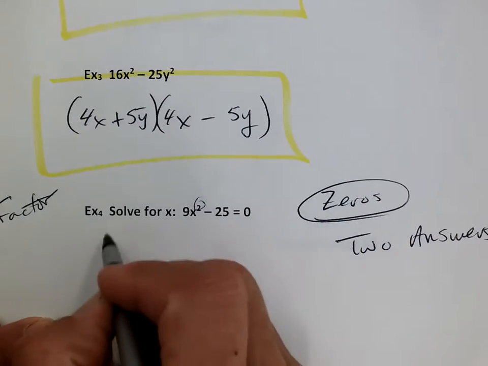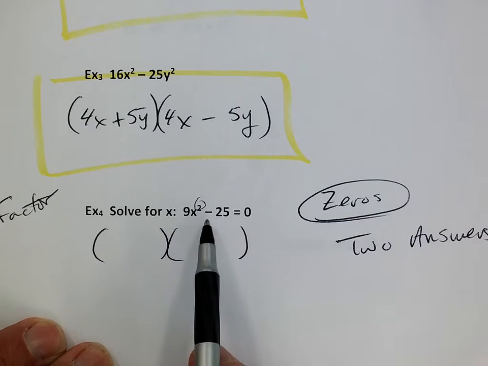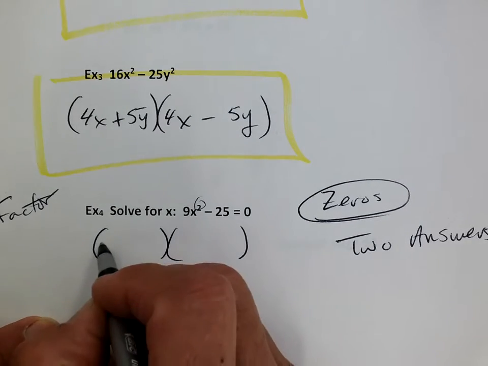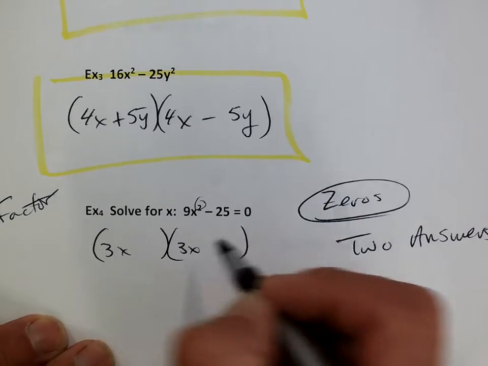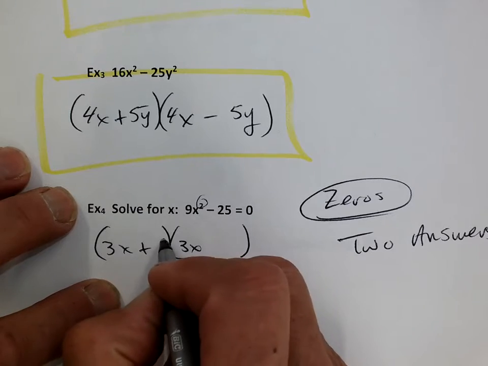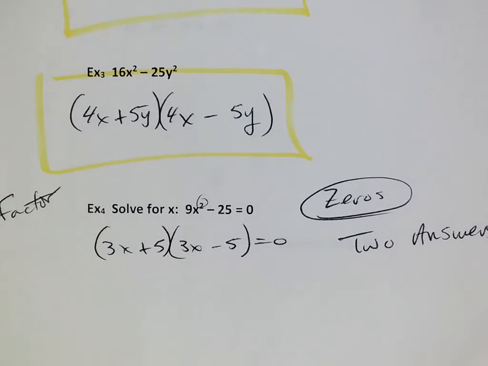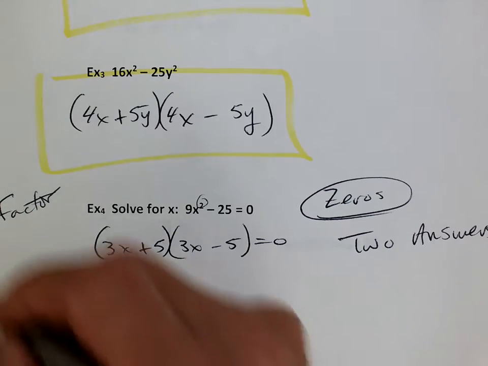So I'll factor, and I recognize that it's a difference of squares. I can go 3x times 3x. And to make a negative 25, I'll go plus 5, and I'll go minus 5 equals 0. So I made my mini equations, because I need my mini equations.